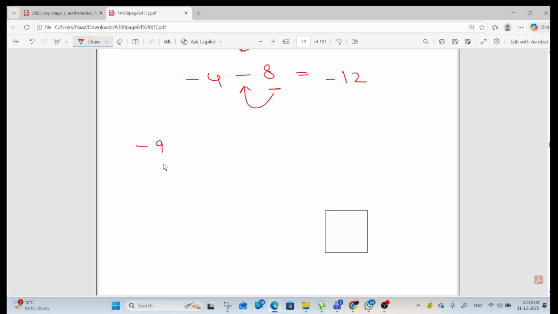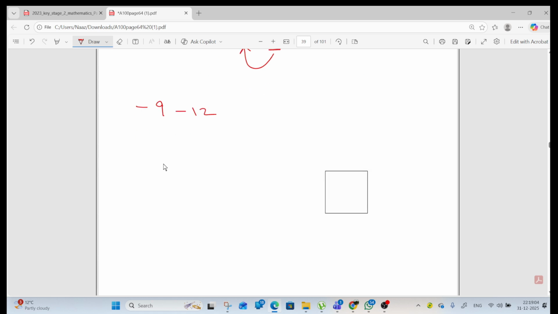Let's see this, negative 9 and negative 12. So both have a negative sign in front of them, so we add them. If we add, we get 21. The bigger number is 12 which is negative, so the answer is going to be negative. That's how we do it. Okay, let's see some more examples.